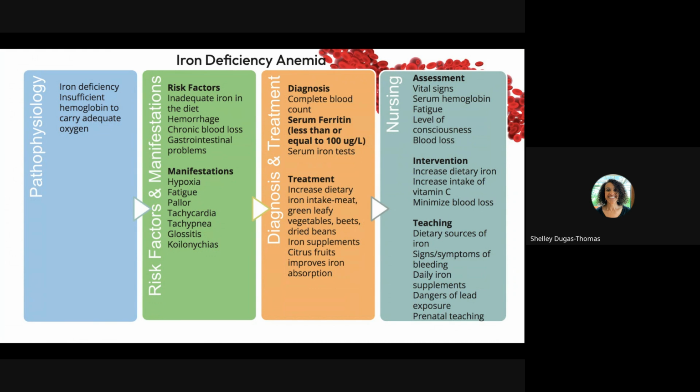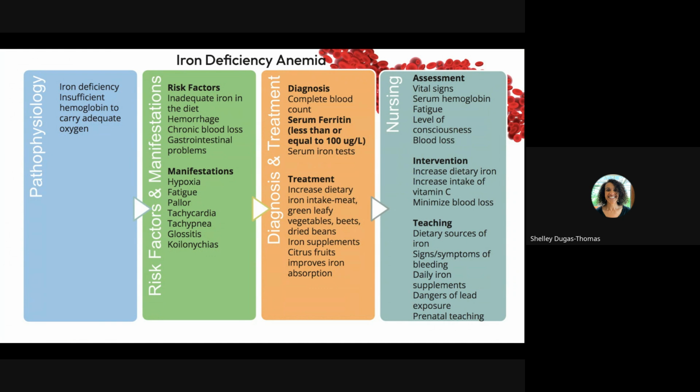The mucous membranes change, so we'll talk about glossitis, and the nails may be spoon shaped and soft. Severe or chronic, you may see cognitive impairment and developmental issues in children. Diagnosis is done through the CBC, so you'll see low hemoglobin and hematocrit. Serum ferritin would be low.